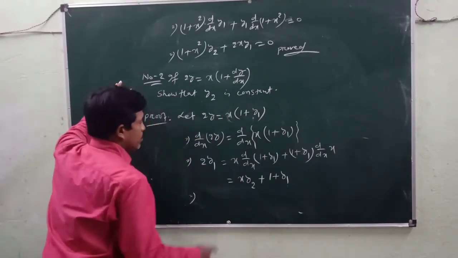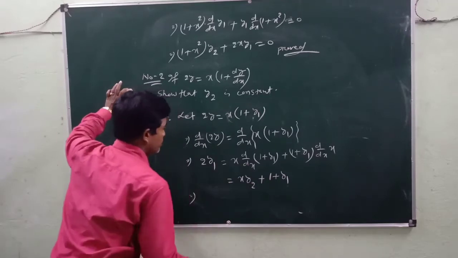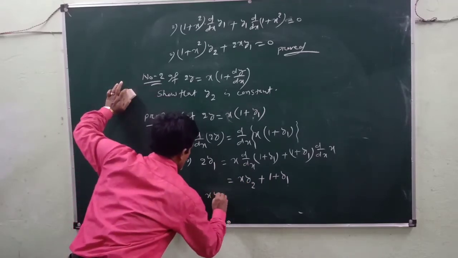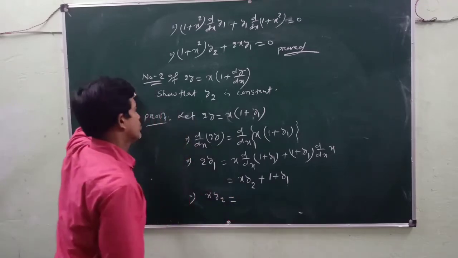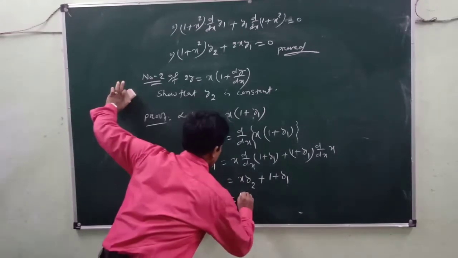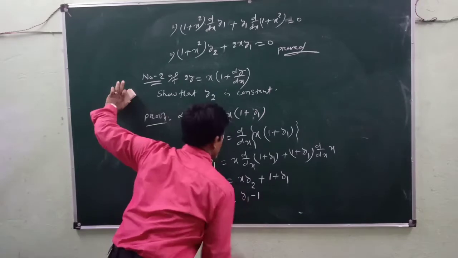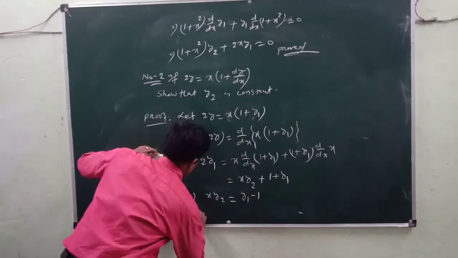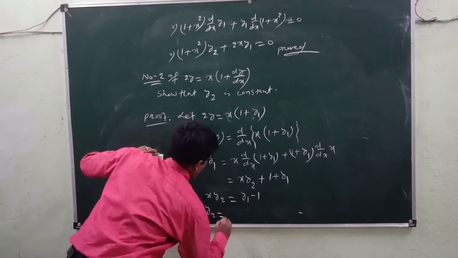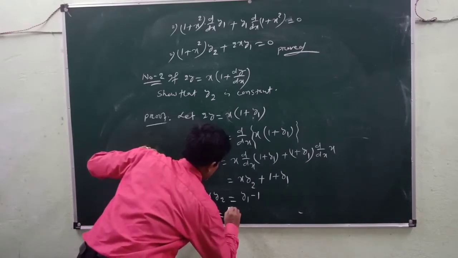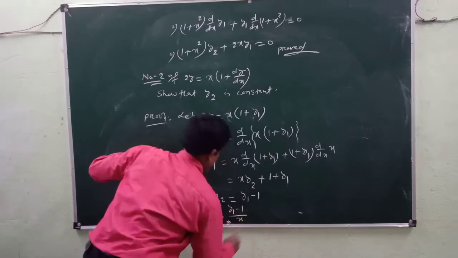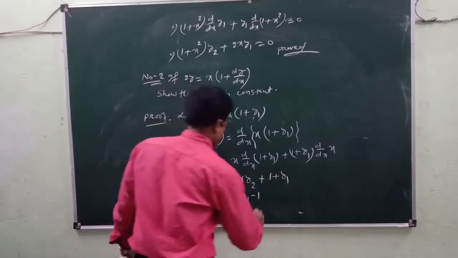After simplification it gives you x y2 equal to y1 minus 1, that implies the value of y2 equal to y1 minus 1 by x.